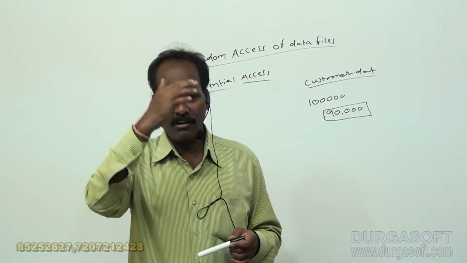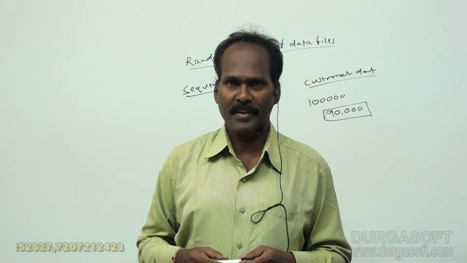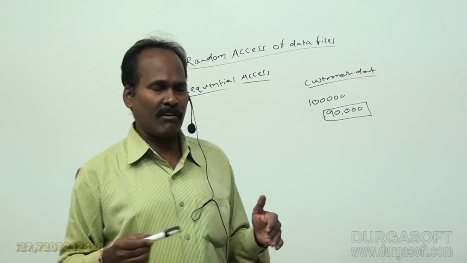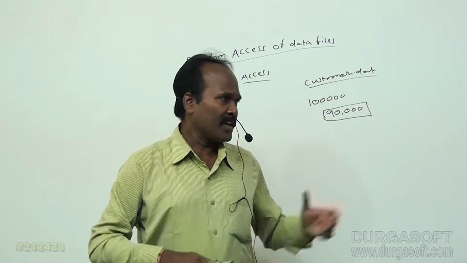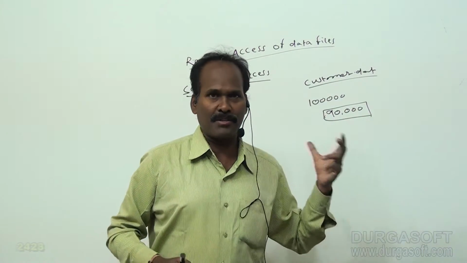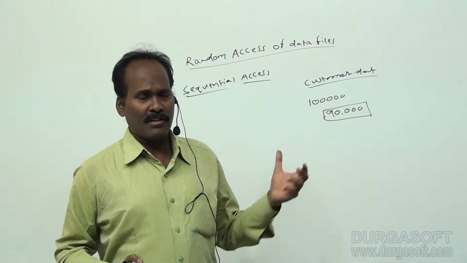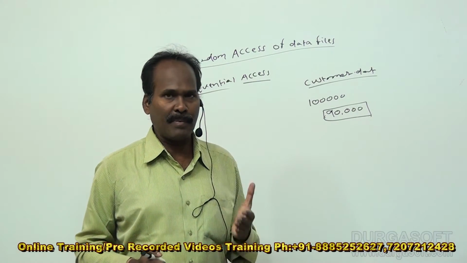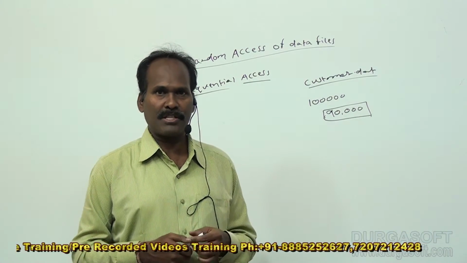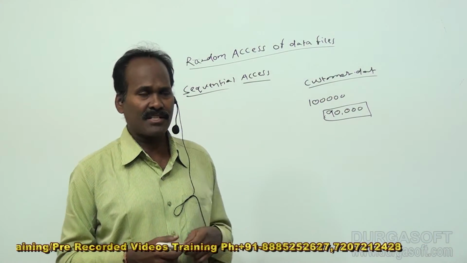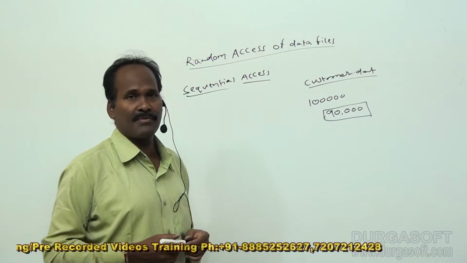Sequential access means one by one record will be jumping, one by one record or character by character. In serial order, the compiler is going to read the information. So in sequential access, the performance of the application is degraded when we have large amounts of information. In such cases, we can use random access of data files.